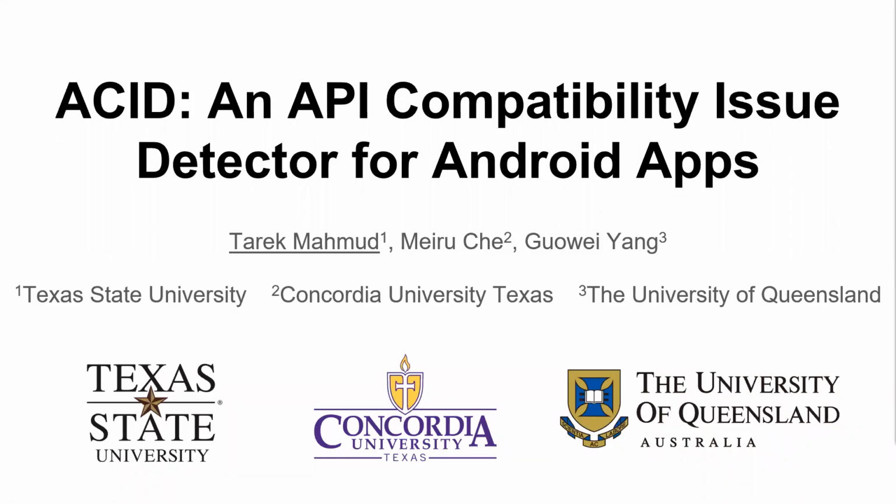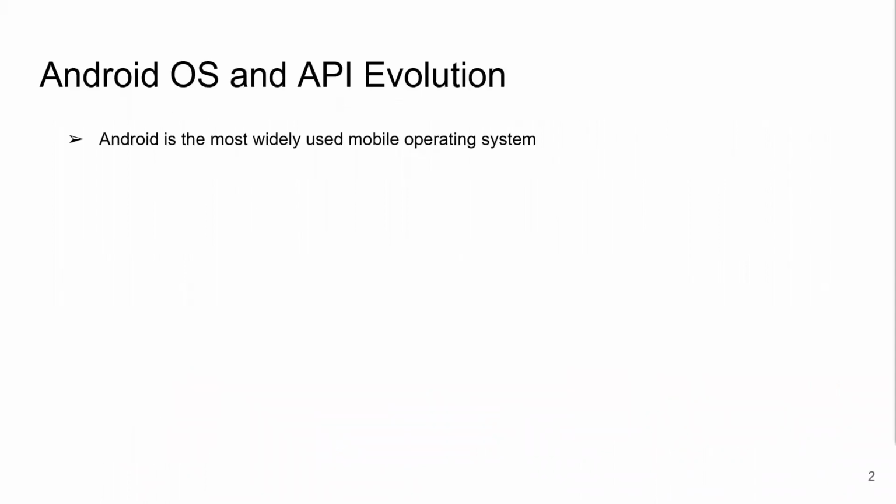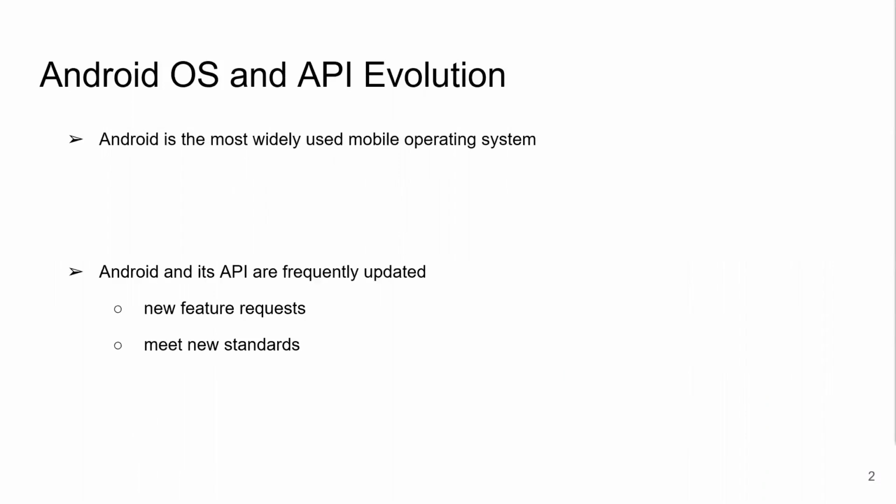In this demo, I am going to demonstrate the usage of our tool ACID, an API compatibility issue detector for Android apps. Before getting into the usage, I would like to give you a little bit of context about the tool. Android is the most widely used mobile operating system. It is frequently updated to accommodate new feature requests, meet new standards, or fix bugs from previous versions. APIs have also evolved along with the Android OS.